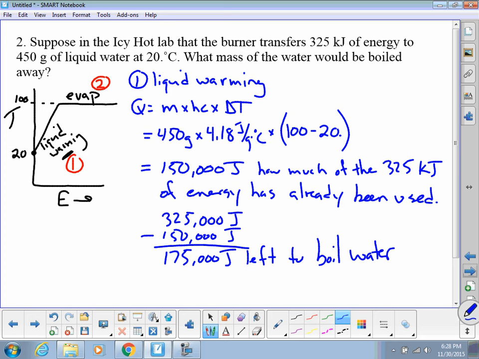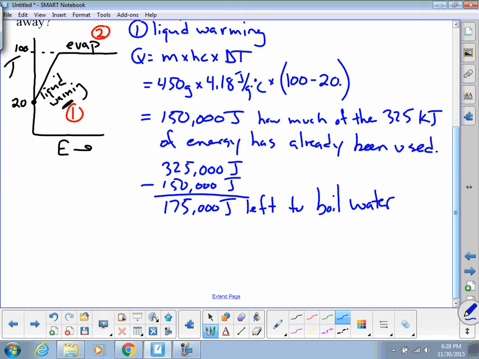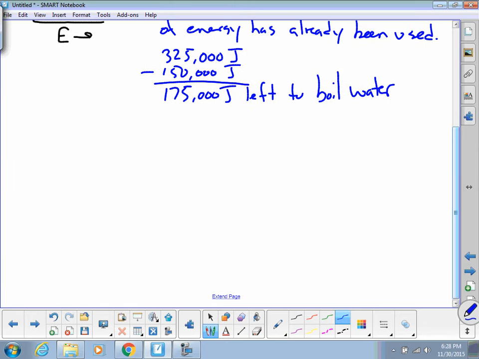So now that we know how much energy out of our set amount, again, we only had that much to do this whole process. It took 150,000 to get it to the point where now it can boil. So we have 175,000 joules of energy left for the boiling part of this. So that brings us to step number 2 then, which I'll do in a different color here. Step 2, this is the boiling part.